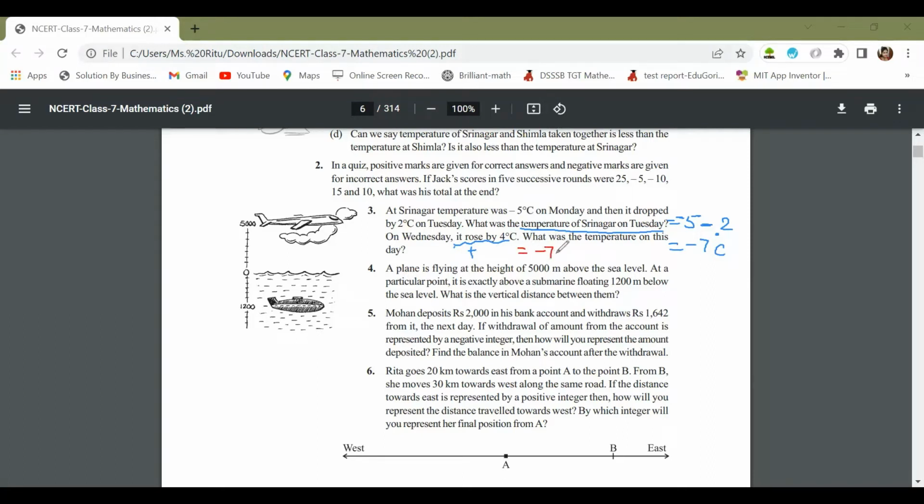-7 was on Tuesday and it rose by, so +4. So this would be -3 degrees Celsius. So temperature on Wednesday is -3 degrees Celsius. So this way you are going to solve. Now let's move to the next question.